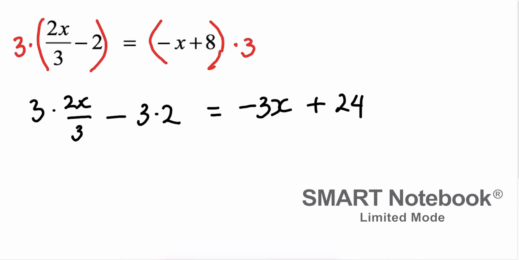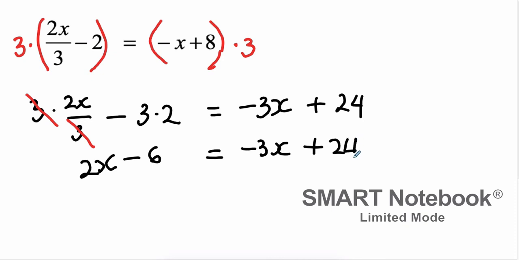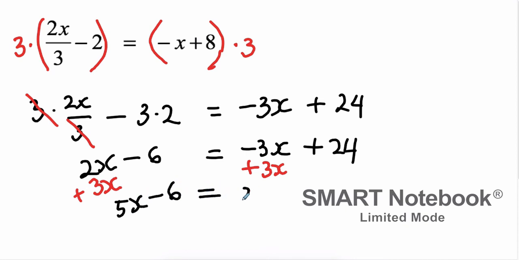Now when I simplify, I will have on the left-hand side 2x minus 6, and on the right-hand side minus 3x plus 24. What I could do now is to make sure that there is only x on one side and a number on the other side. So first we remove minus 3x from the right-hand side. We will have to add 3x to both sides. And from here, we will have 5x minus 6 and 24 on the right-hand side.